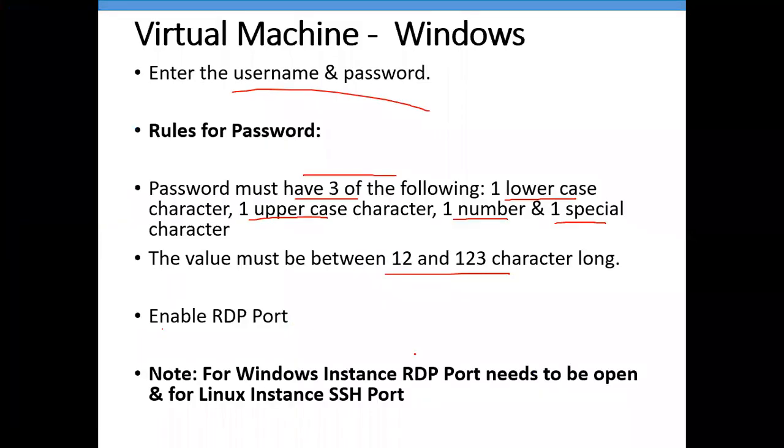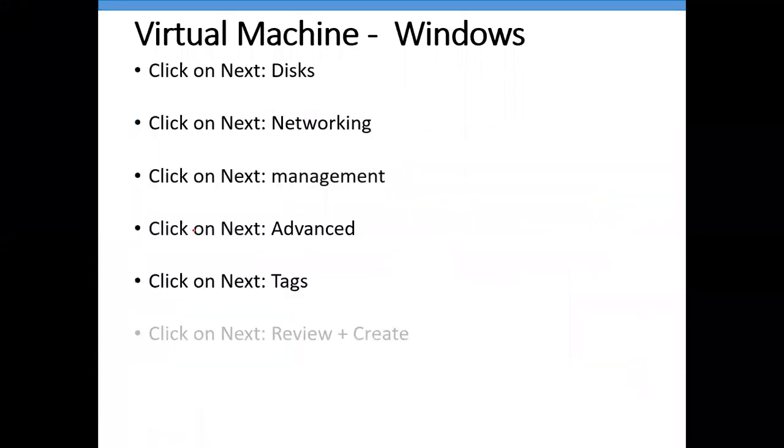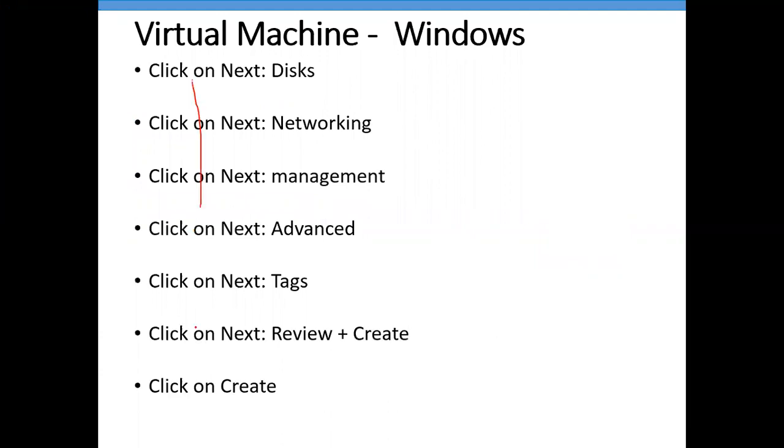See, here we have done it. For a Windows instance, the RDP port needs to be open, and for a Linux one, the SSH port needs to be open. We will see that in our upcoming session when we create a Linux machine. In these tabs, I didn't do anything, so that is why it is mentioned. Just click on next, and at the end we have clicked on create.